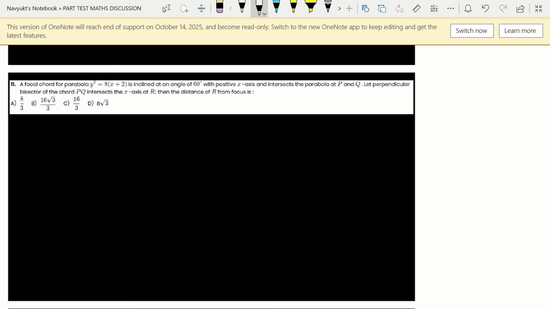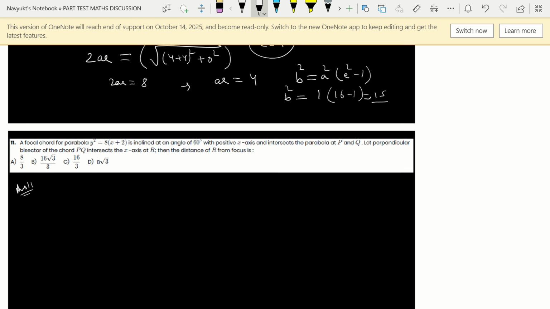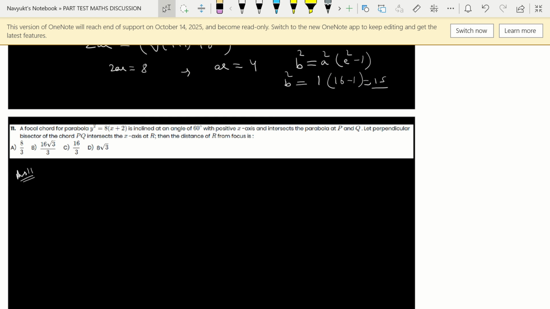Let's get to question number 11. What is this saying? A focal chord of this parabola is inclined at an angle of 60 degrees to the positive x-axis and intersects the parabola at P and Q. The perpendicular bisector of the chord PQ intersects the x-axis, and we need the distance r from the focus.